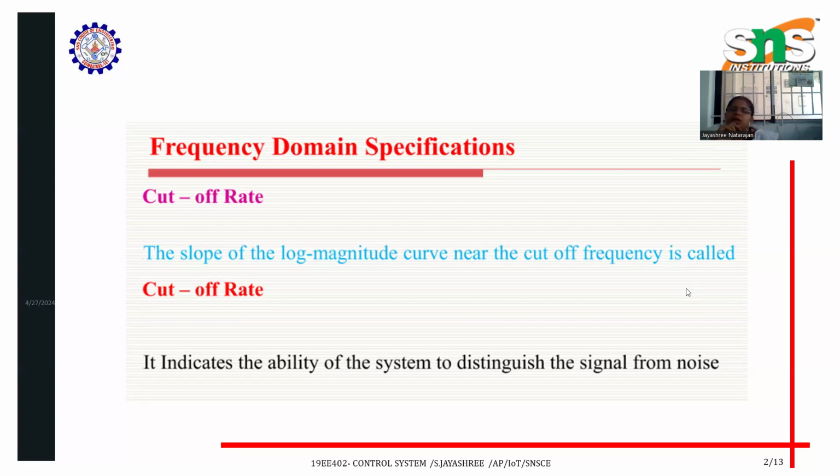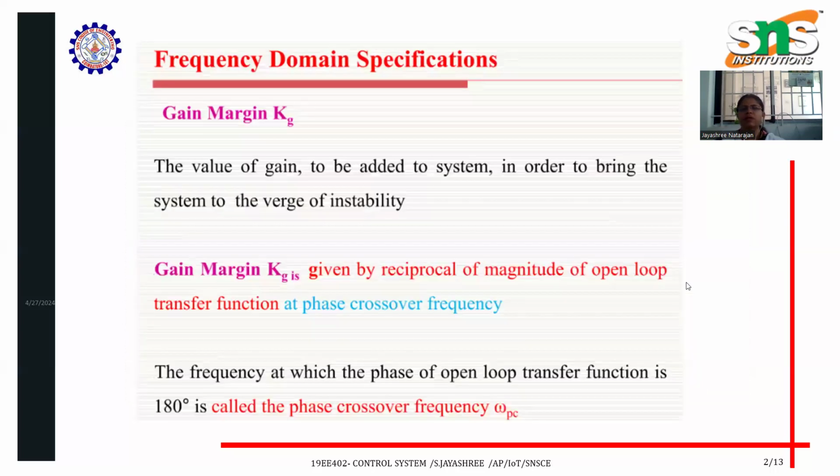So cutoff rate distinguishes the signal from noise. It separates noise and signals. It gives the information about the noise signals. Okay. Next one is gain margin and phase margin.